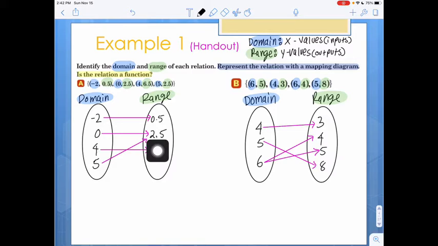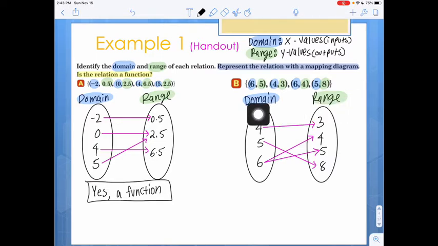Now, on the previous slide, it told us that in order to be a function, every single input can only go to one output. So let's double check. -2 only goes to one, 0 only goes to one, 4 only goes to one, and 5 only goes to one. So this passes. As long as this first bubble, the x's, or the domain, only has one arrow coming from each of them, we're good. So we can say that part A is a function.